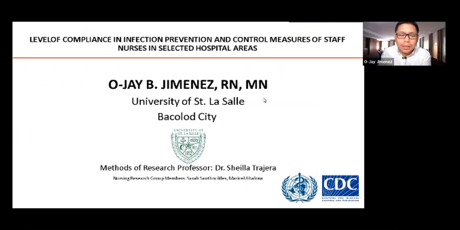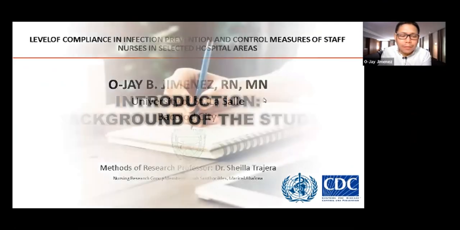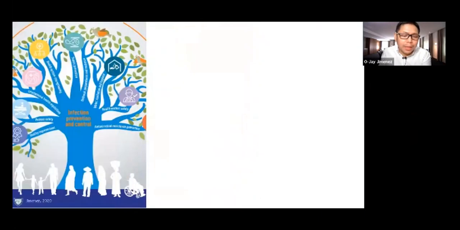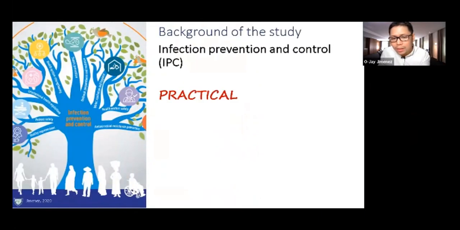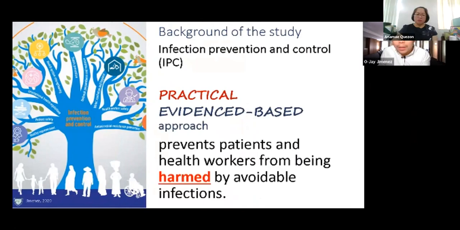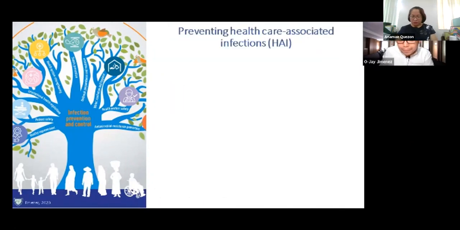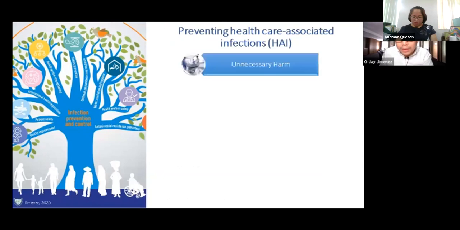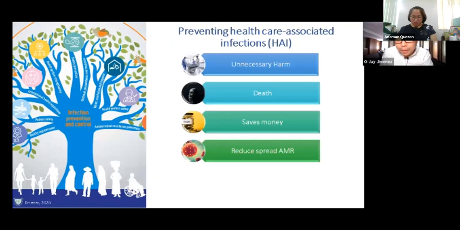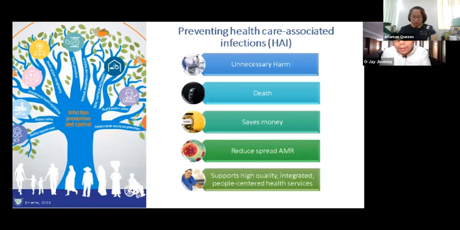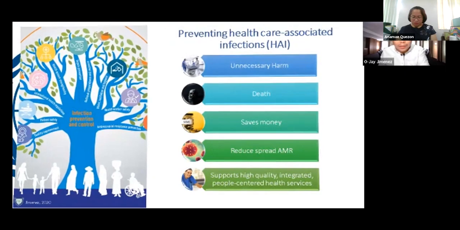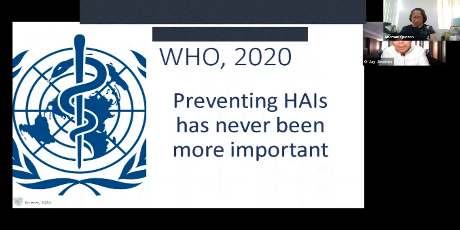For the background of the study, infection prevention and control measure is actually a practical and evidence-based approach that prevents patients and healthcare workers from being harmed by avoidable infections. These unnecessary harms include death, and prevention can also save money, reduce the spread of antimicrobial resistance, and support high-quality integrated people-centered health services. According to WHO, preventing HAIs has never been more important.